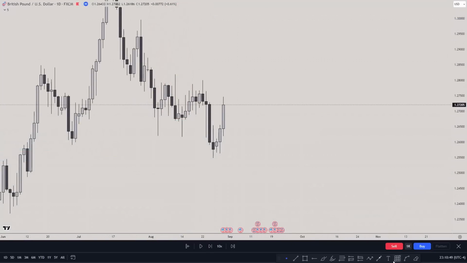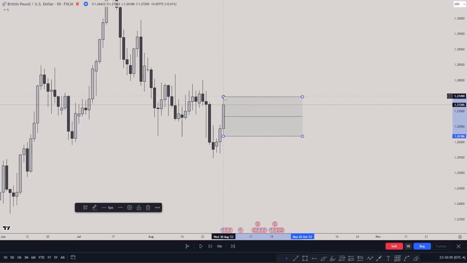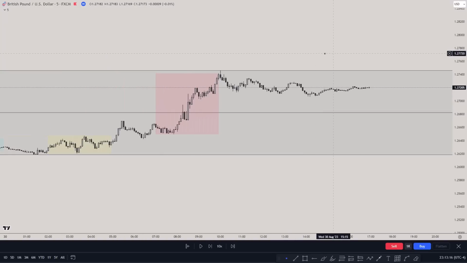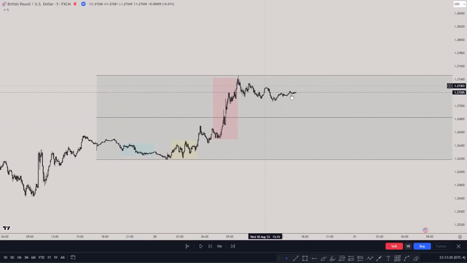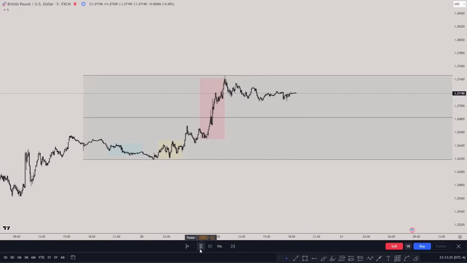Now back to the daily chart. This is the new candle right here, and it's bullish. So what are we expecting? Bullish bias, right? So I'm going to apply my gap box again, premium discount. Now we go to the 5 minutes, and let's play this. So we have the daily high here, and we're going to wait for the next kill zone.